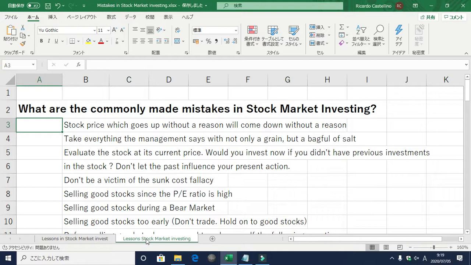Remember, when a stock price goes up without a reason, there is a high probability that the price will come down without any reason. One should take everything the management says with not only a grain, but a bag full of salt.